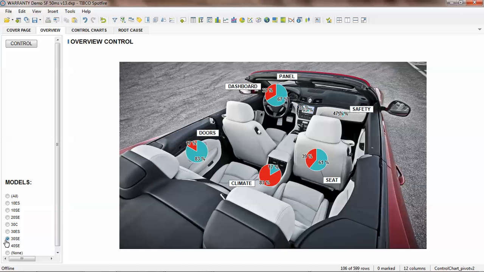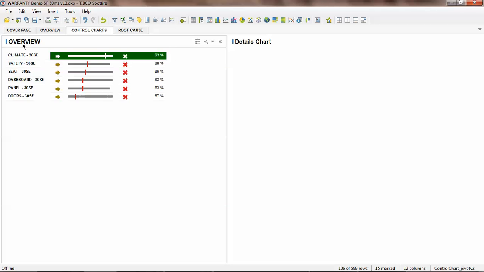83% of the claims that have come in over time have been above the cost control limit that I've set. That might be something I want to go and explore further. I just mark that particular area and it turns to green, and I move to my control charts.